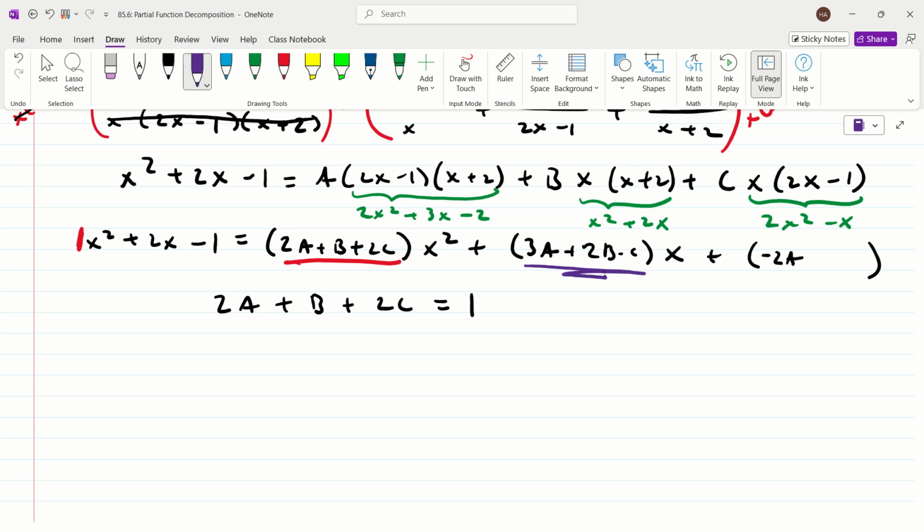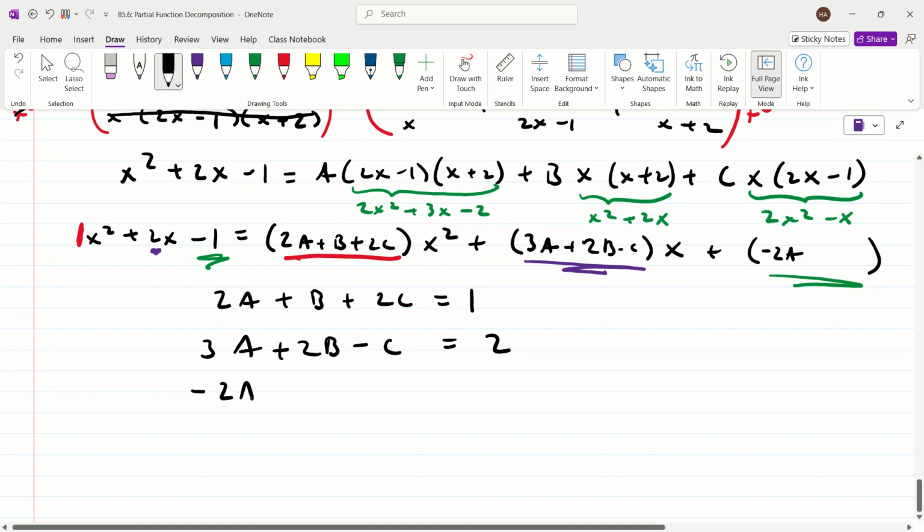For my linear terms, things with an x, the coefficient should equal that 2 there. So I should have 3a plus 2b minus c is equal to 2. And finally, for my constants, they should equal that constant on the other side. So negative 2a is equal to negative 1.